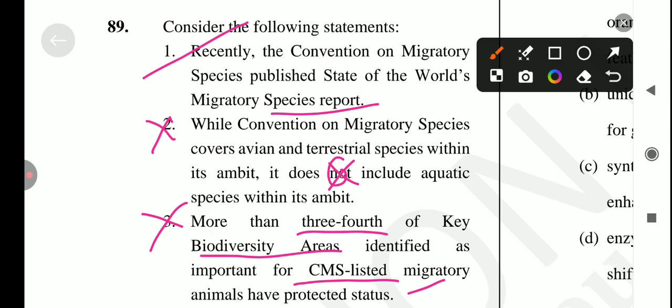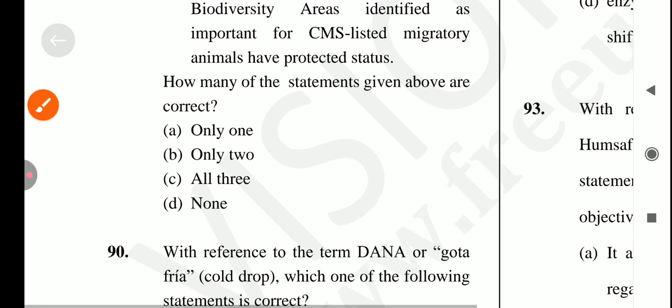Next, if we talk about the third one, ये more than three-fourths बोला गया है, but it's also incorrect, because half, which is 51% of key biodiversity areas identified as important for CMS-listed migratory animals do not have a protected status, and 58% of the monitored sites recognized as being important for CMS-listed species are experiencing unsustainable levels of human-caused pressure. Okay, so statement third is also incorrect. So the answer for this question is option number A.